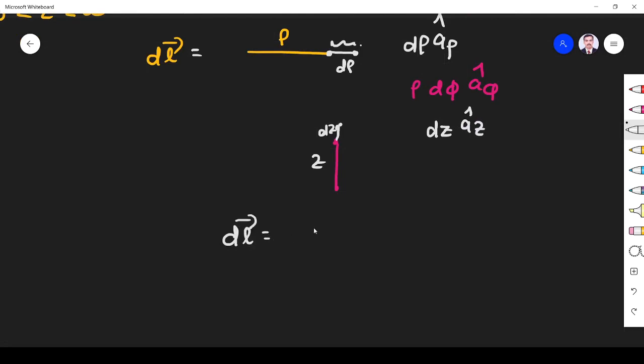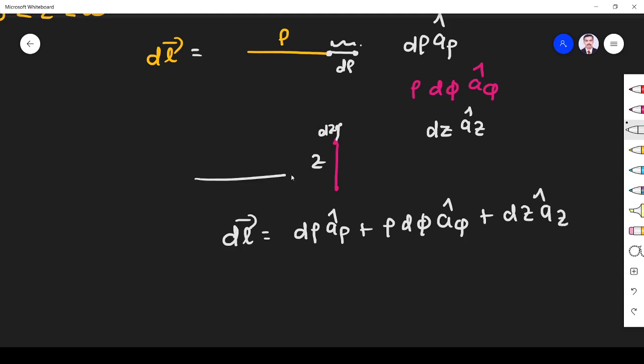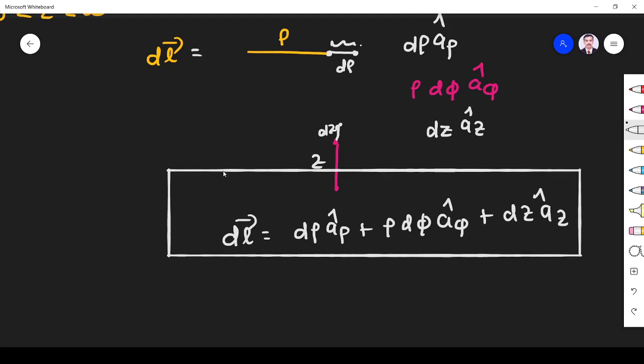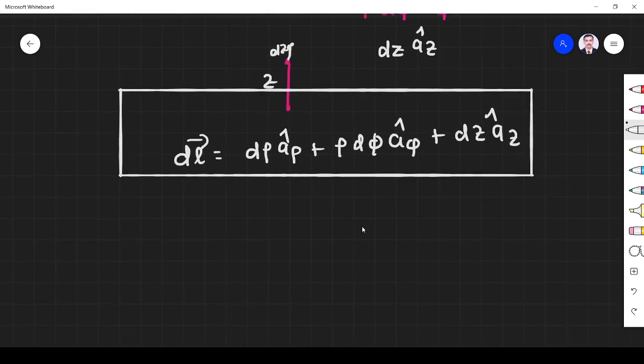So what is the differential length element, or differential displacement? dl vector is equal to: in the rho direction the change is d rho, direction a rho. In the phi direction the change is rho d phi, in the a phi direction. In the z direction the change is dz, in the az direction. This is the differential displacement vector in the cylindrical coordinate system.